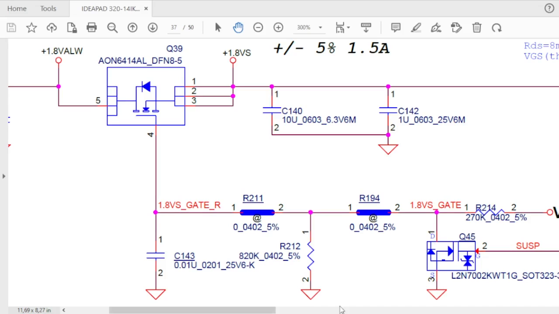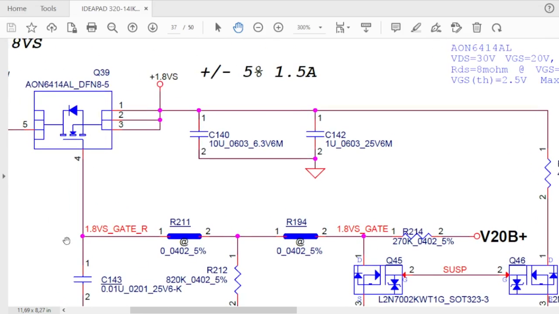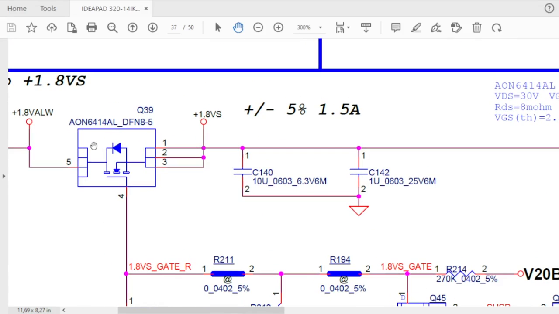this is 820 kilo ohm, and this resistor 270 kilo ohm, this will work as a voltage divider, I think. But if both resistors R214 and R212 work as a voltage divider, the voltage at this point must be higher than 1 volt. So this voltage value can activate this MOSFET.